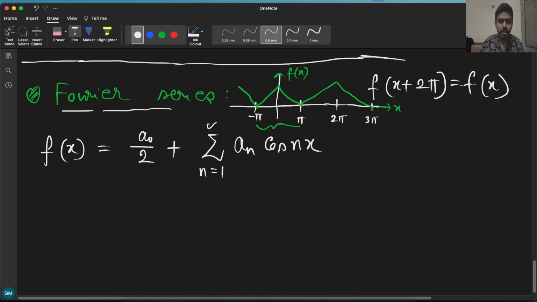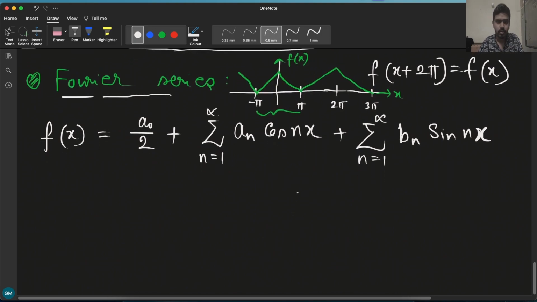The sum over n equals 1 to infinity, plus the sum over n equals 1 to infinity of bn sine of nx. Okay, so these an, bn are the scalar coefficients of these sine and cos functions. So these are constant values. If we fix a0, an, bn, in that case we are fixing the function f(x), right?